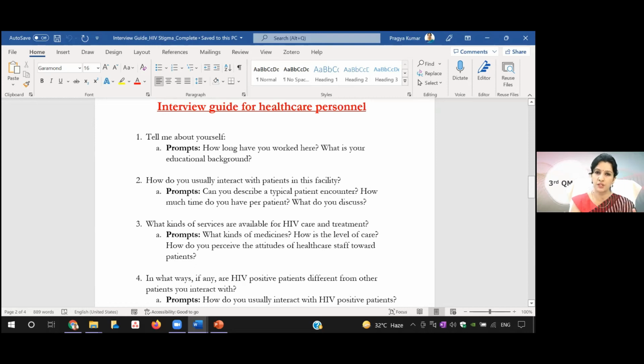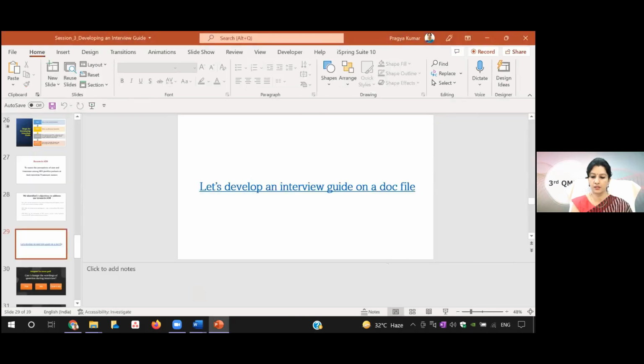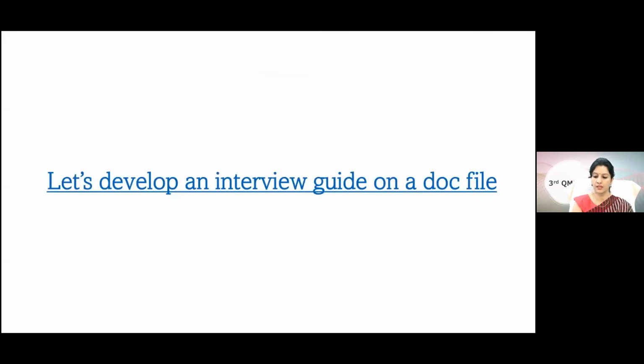So in many situations, your questions may be entirely different from these broad guidelines. This is the guide for the interview personnel, this is for the health personnel, and then there is an interview guide for the community members. This was just a demonstration. Then there are a few questions.